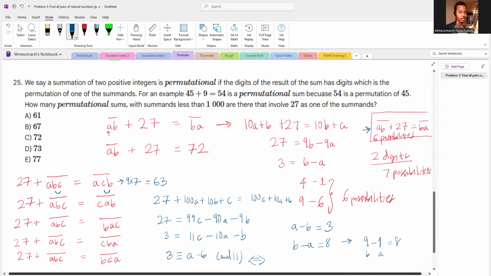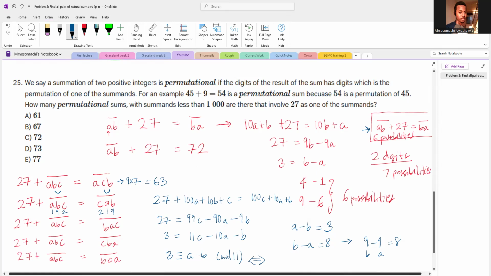So if 9 minus 1 equals 8, that leaves only one possibility for C. So we have 1, 9, 2 equals 2, 1, 9. Okay. So that's the only possibility.